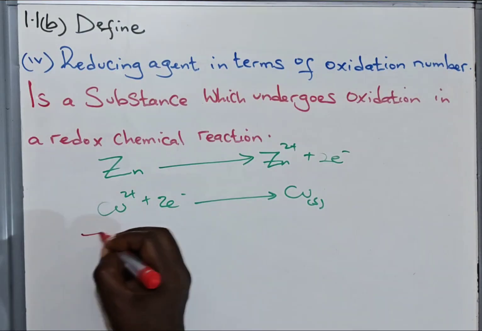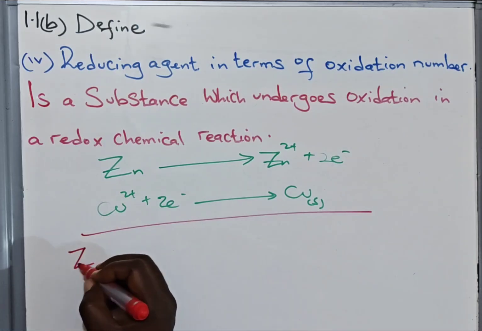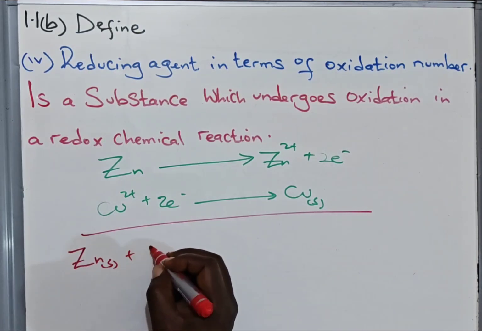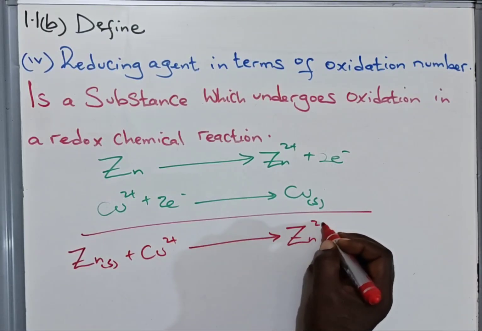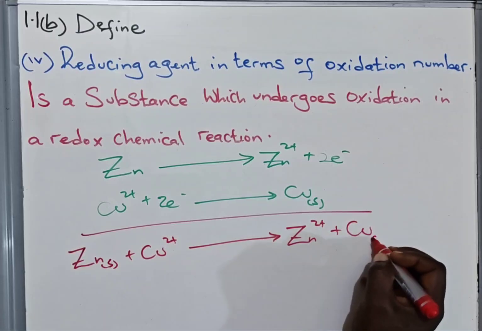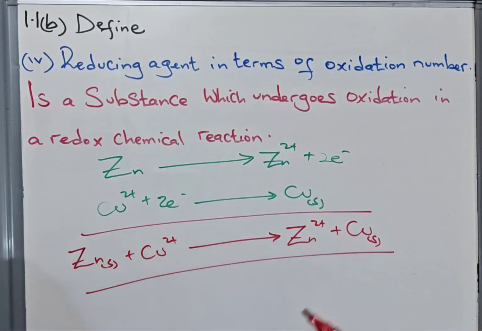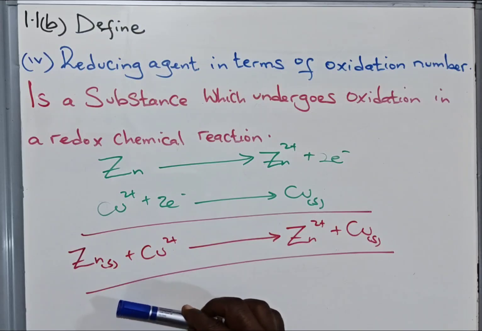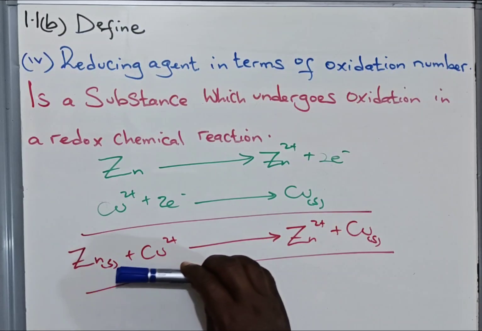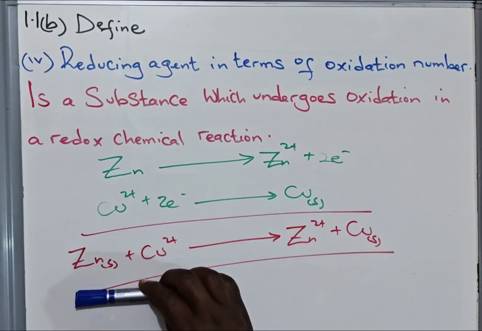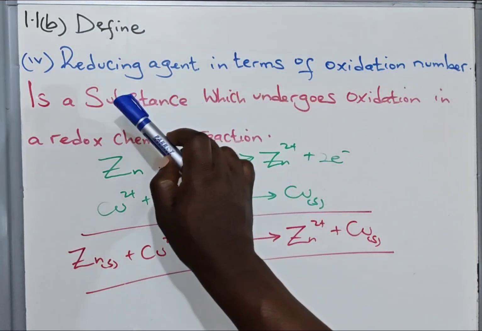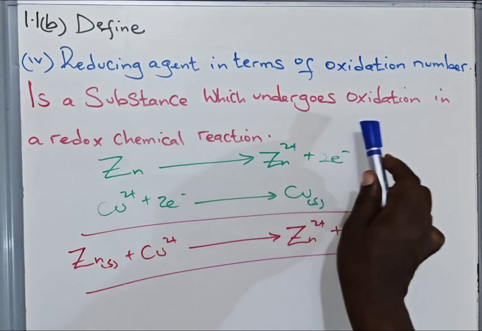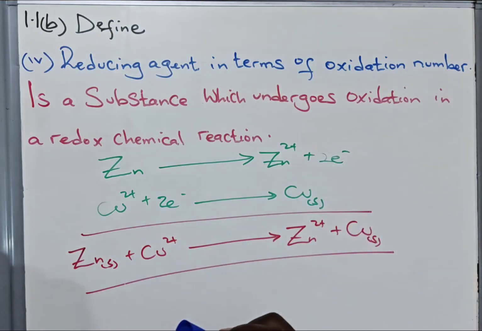If you look at the net reaction here, you're going to have zinc solid plus copper 2 plus, giving us zinc 2 plus and copper solid. We need to know that between these two on the reactant side, one is an oxidizing agent and the other is a reducing agent. In this case, we are looking at a reducing agent, the one which undergoes oxidation.